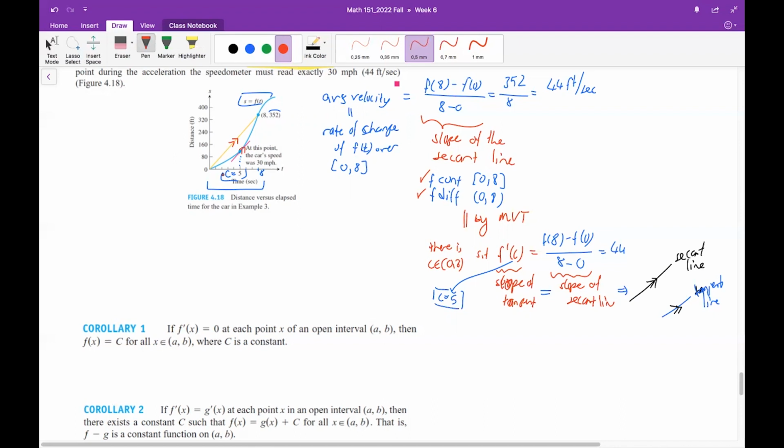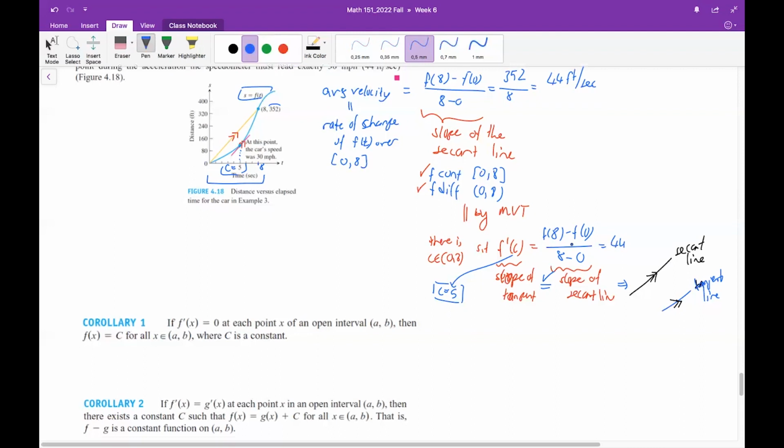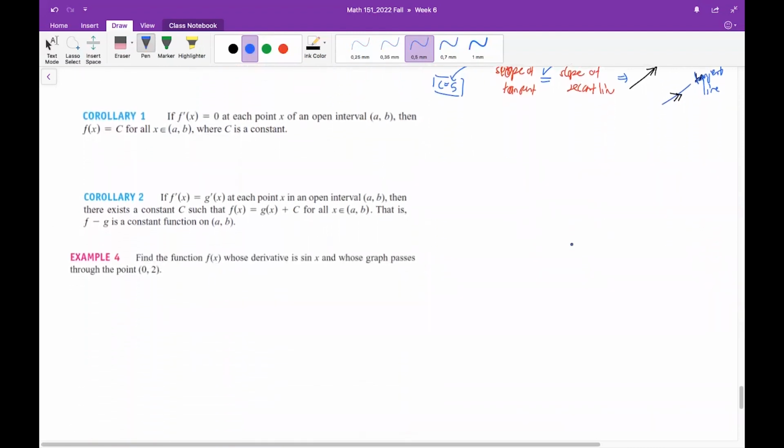So this point c is a special point. What is special about it? At that point, if you draw a tangent line, you will find a parallel line to this yellow one, so that their slopes are equal and f prime of c is given as the slope of the second line, which is computed like this. Okay. So let's move on. These are corollaries of the mean value theorem.